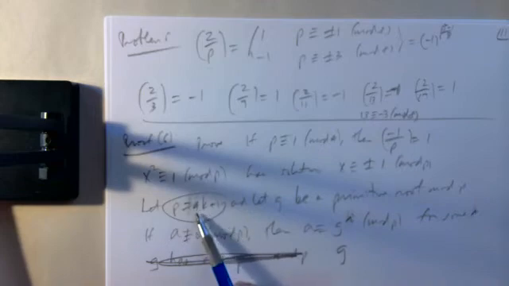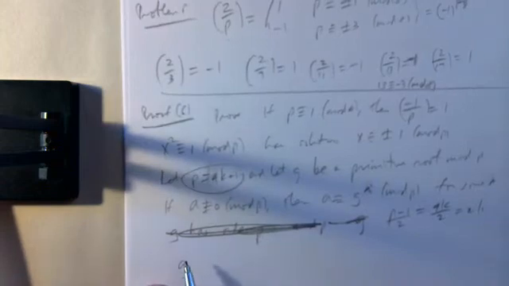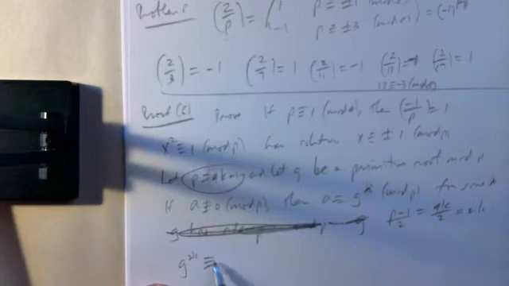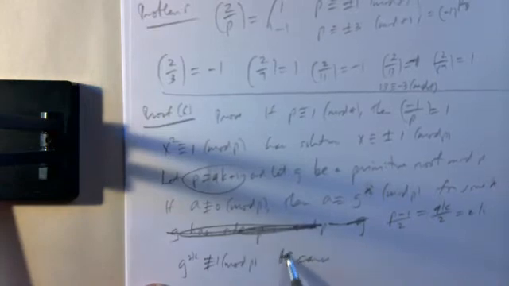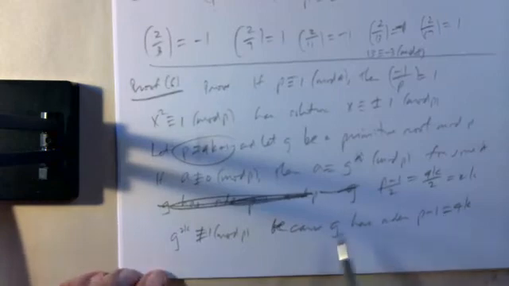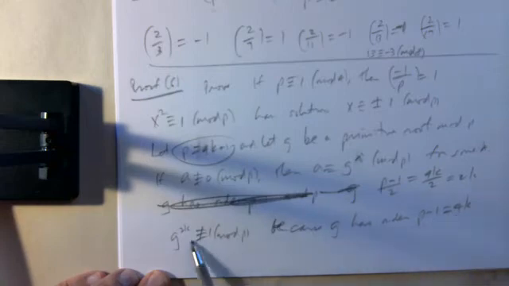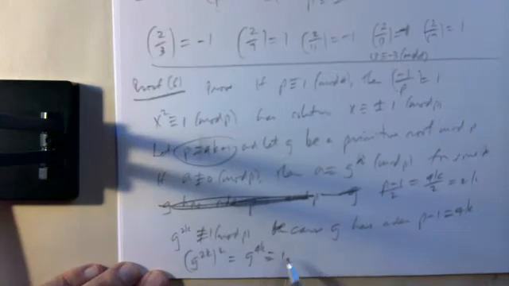So P is 4K plus 1. So P minus 1 is 4K. P minus 1 over 2 is 4K over 2, which is 2K. So G to the power 2K is not congruent to 1 mod P, because G has order P minus 1, which is 4K. The smallest power of G which is congruent to 1 mod P is the power P minus 1, or 4K. So G to the 2K is not congruent to 1 mod P. On the other hand, G to the 2K squared, which is G to the 4K, is congruent to 1 mod P.